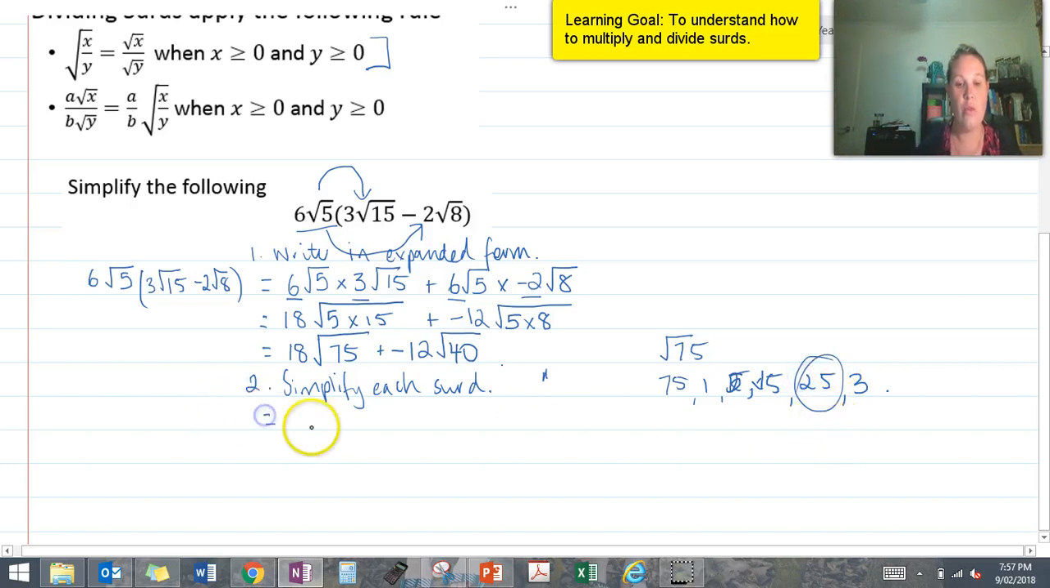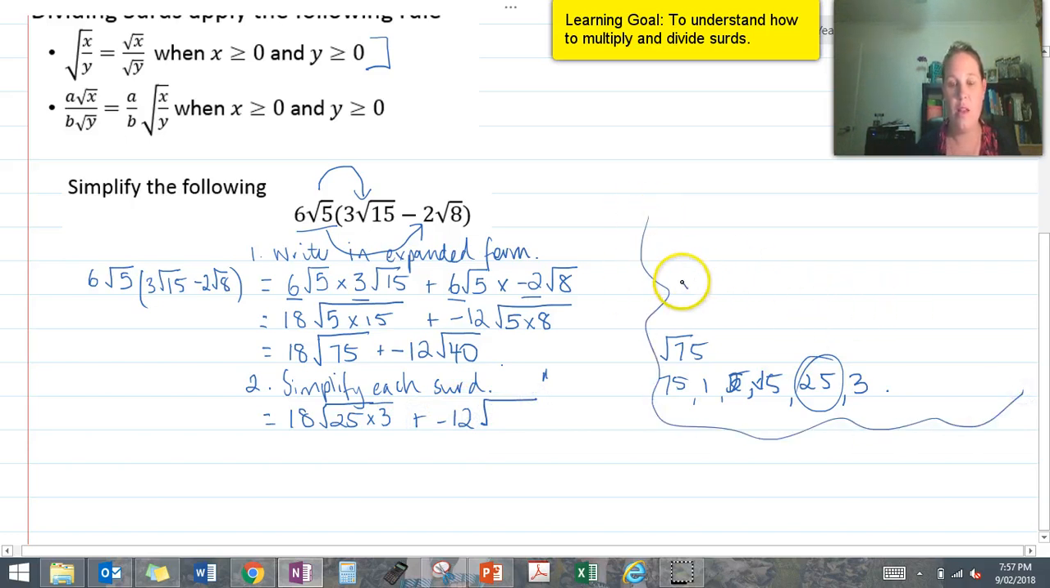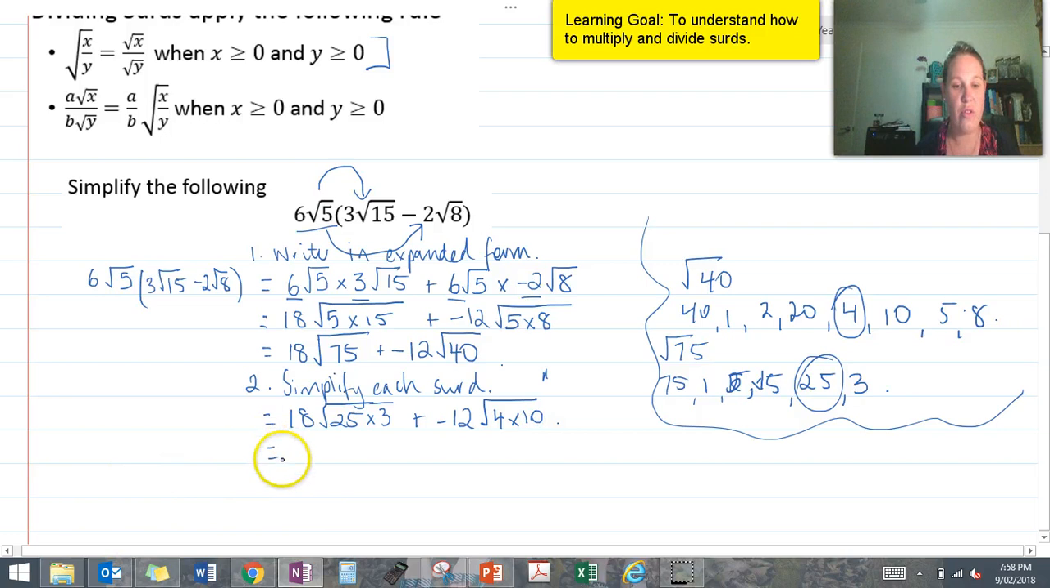So that means that we can write this as 18 square root 25 times 3 plus negative 12, and our factors of 40 for the square root of 40: we have 40, 1, 2, 20, 4 and 10, and 5 and 8. Out of there we do have the square factor of 4, so let's use that one. So 4 times 10.